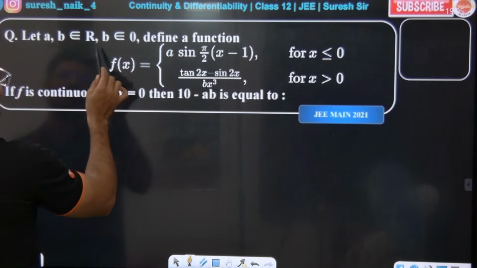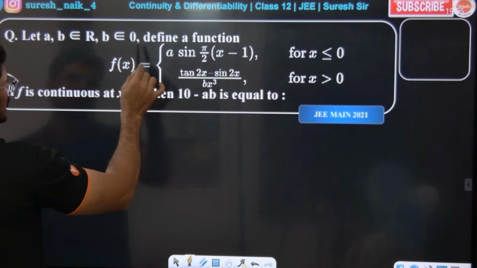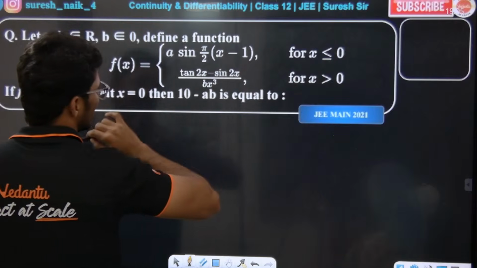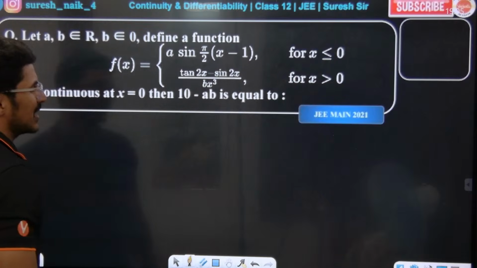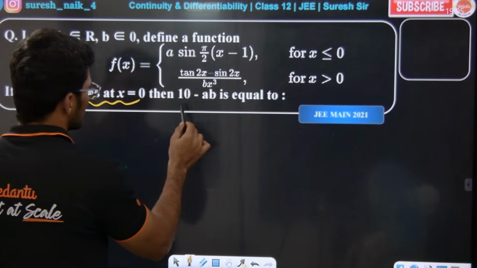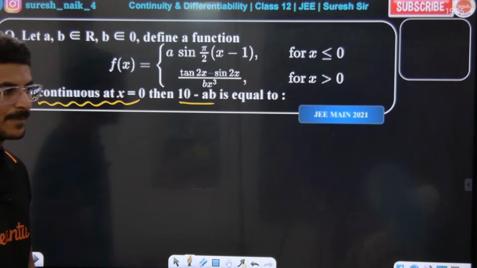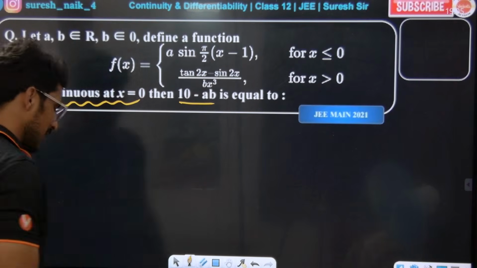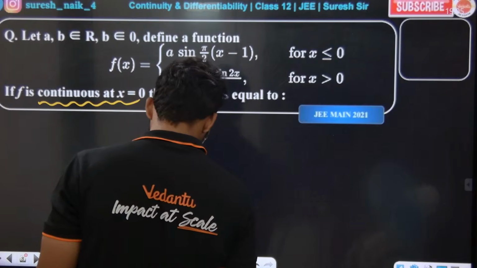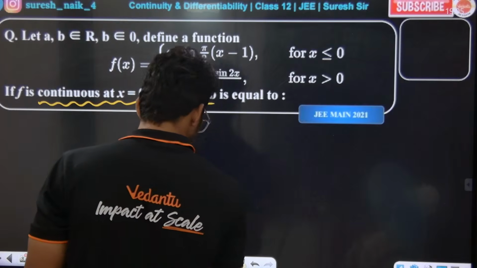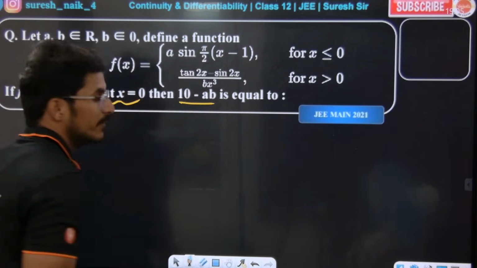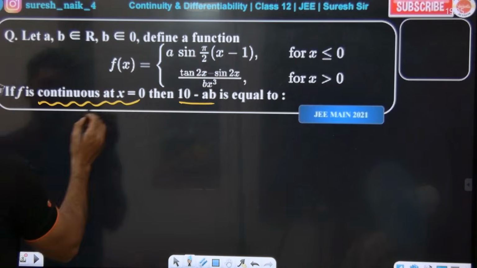a comma b belongs to R. f(x) is defined for x less than or equal to 0 like this, and for x greater than 0 like this. This is continuous at x equal to 0. Then find 10 minus ab. Guys, listen to the class. You should not get panicked. It's a very simple question. Continuous at x equal to 0 means what?